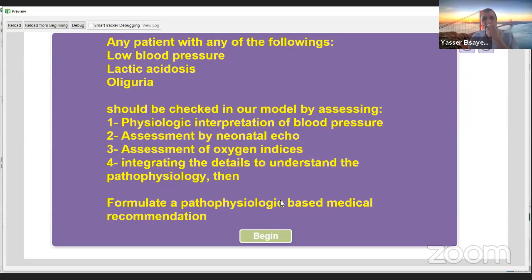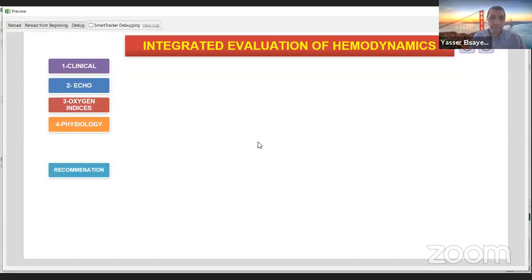So let us start the actual presentation now after this introduction. And as I reminded you, number 4 is the magic number in this presentation. We need to integrate 4 main parameters: clinical, echo, oxygen indices, and to understand the physiology at the end and formulate medical recommendation. So you have 4 + 1 steps: clinical, echo, oxygen indices, understand what's the underlying physiology, and how to formulate physiologic-based medical recommendation.